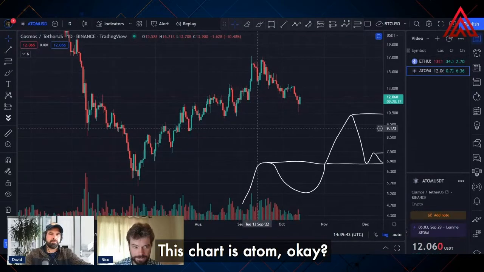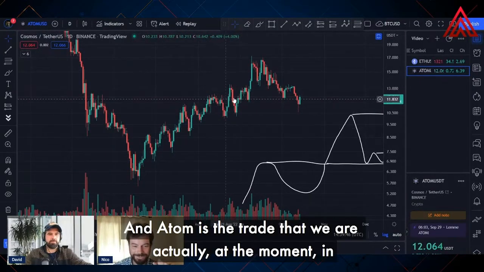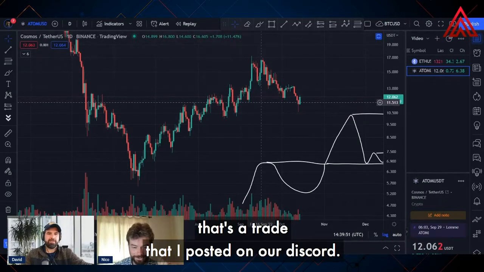This chart is Atom, okay, and Atom is a trade we're actually in at the moment. That's a trade that I posted on our Discord.